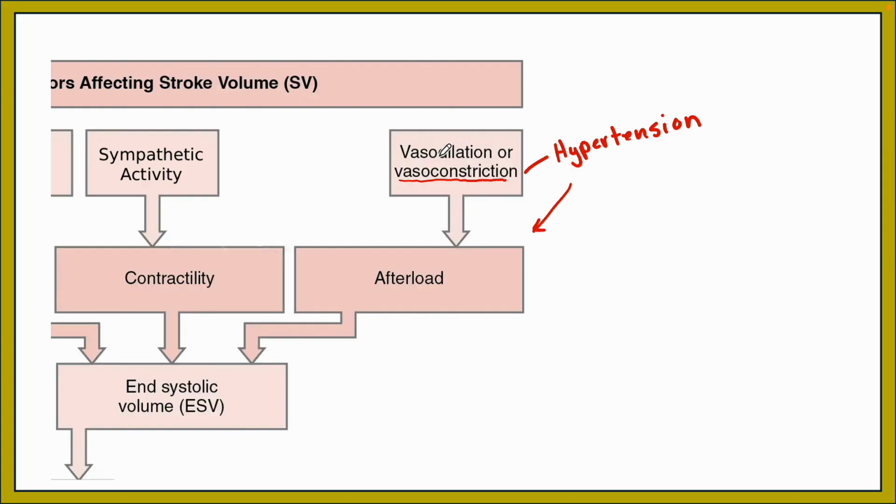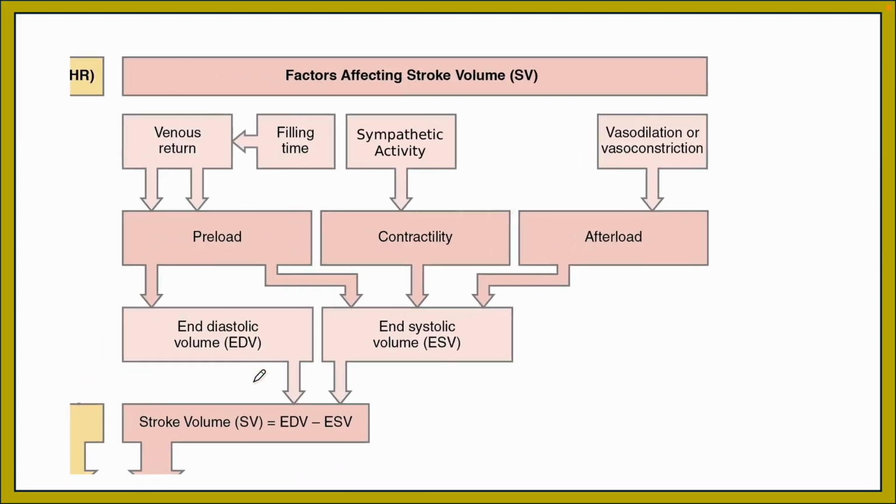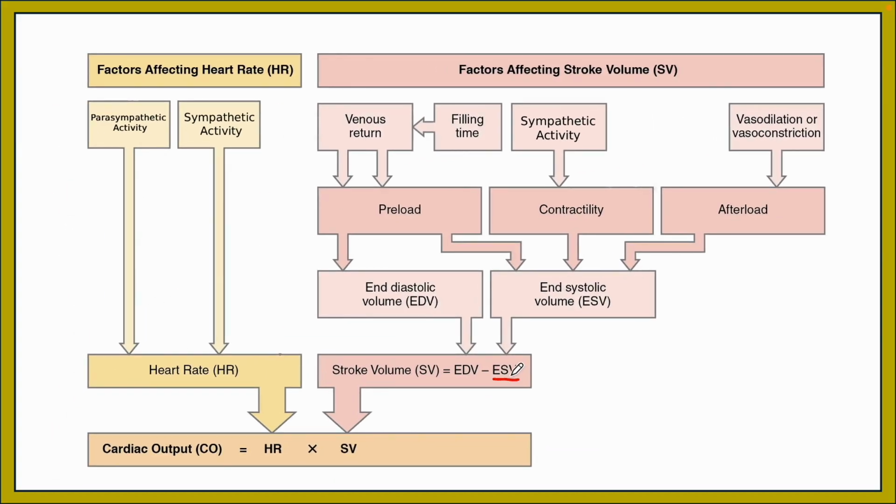So vasodilation is having the effect of decreasing afterload, while vasoconstriction would increase it. And if you increase afterload, then your end systolic volume is going to increase, and that would ultimately affect your stroke volume negatively, since that means you're left with more blood at the beginning than the end. So that is how the factors affecting stroke volume and the factors affecting heart rate work together to ultimately determine your cardiac output.